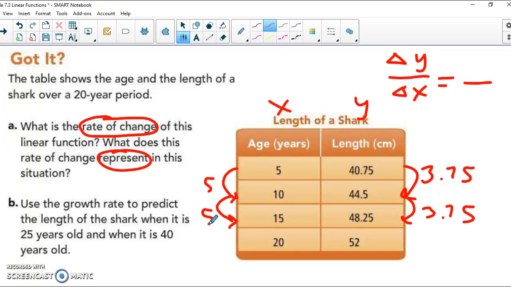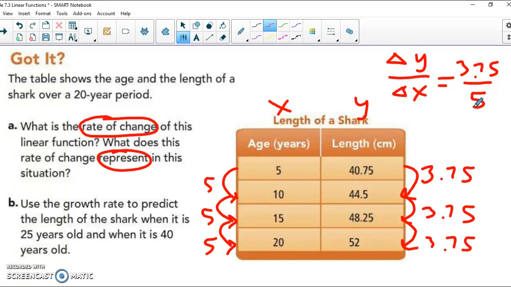And finally, as I look at my last 2 points, my y values continue to increase by 3 7/5, and my x values continue to increase by 5. So my rate of change would be 3 7/5 over 5. And this rate of change represents 3 7/5 centimeters per 5 years.